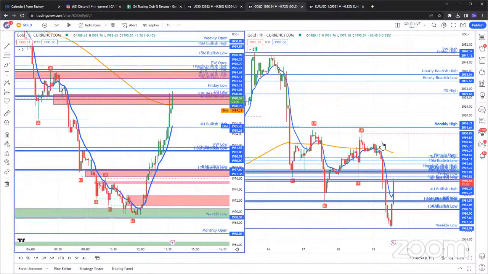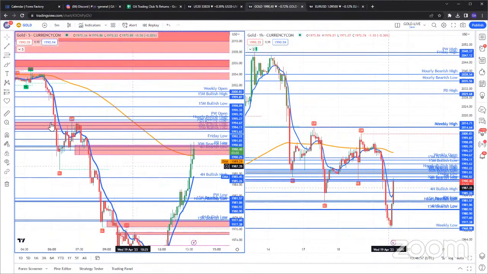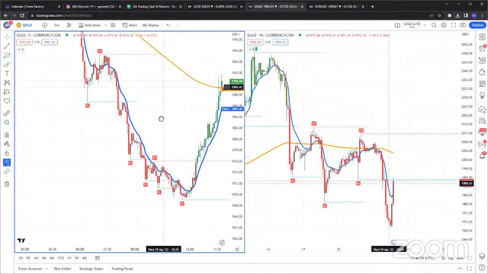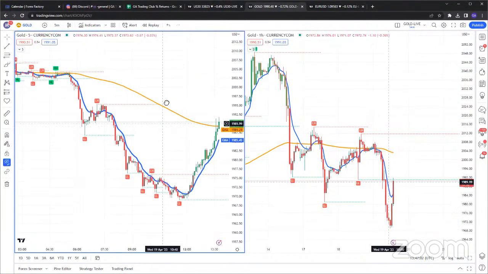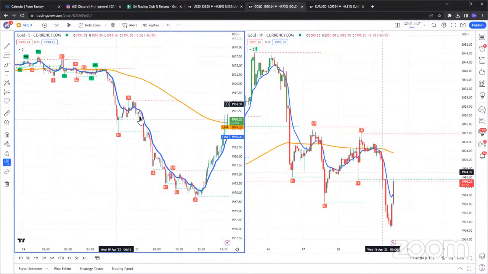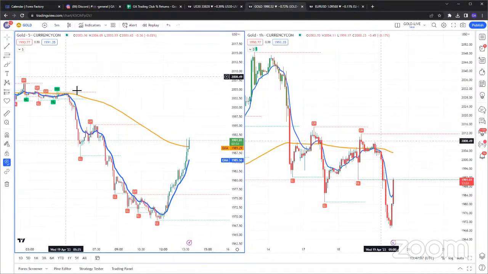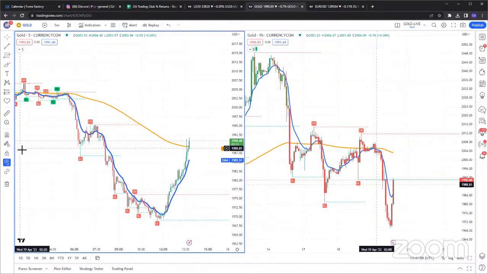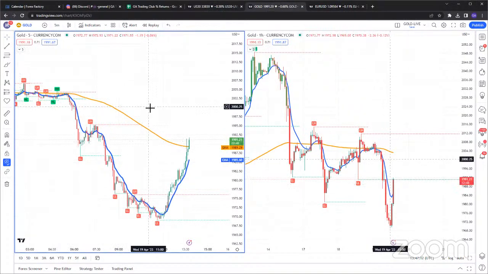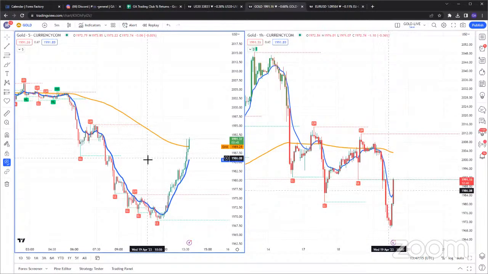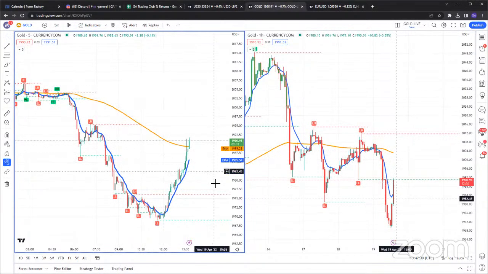Okay, the question I want to ask you guys here is, I'll just take this off. So let me know what strategy you guys can see here. I took off all the markups and everything. I just left the 9 EMA and 200 EMA. If somebody can explain to me what strategy they see here on gold on the 5-minute.